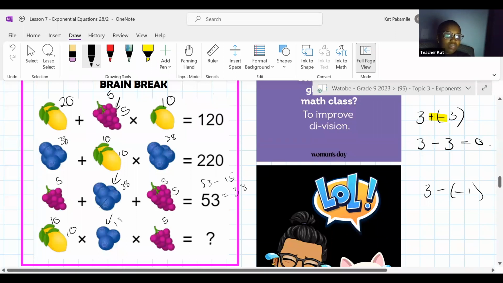2 lemons equals 15. 1 lemon equals 30. No, but that's not how it works. Unless you want to say 1 lemon is 15 and 2 lemons is 30. Because blueberry equals 11.